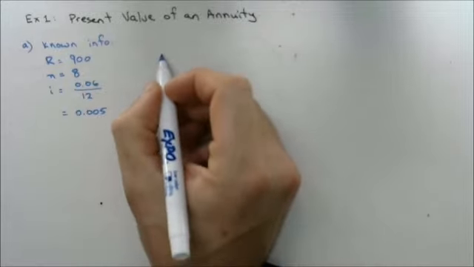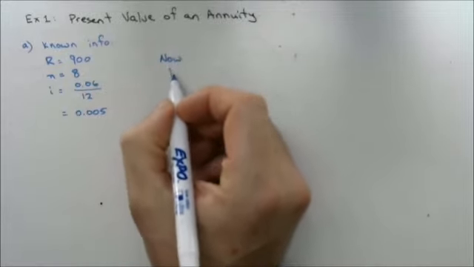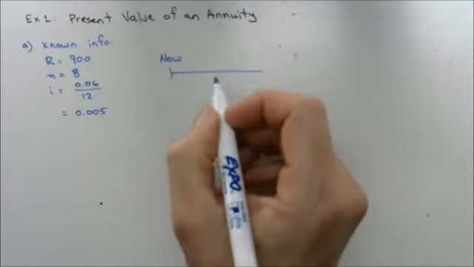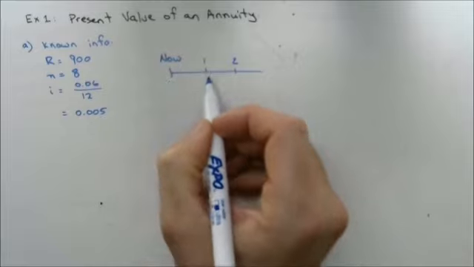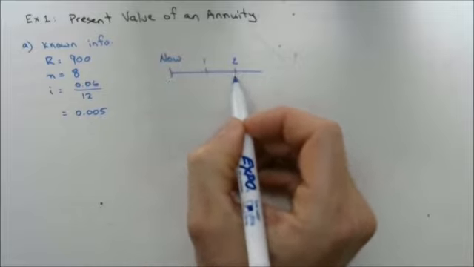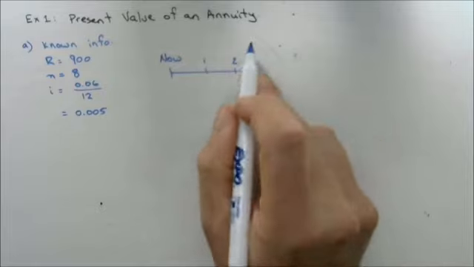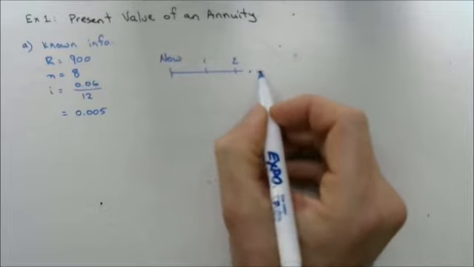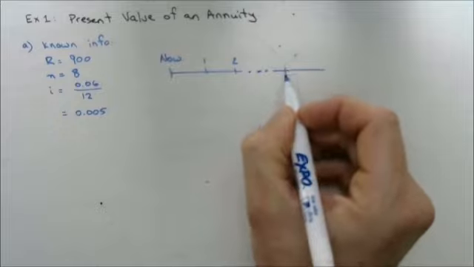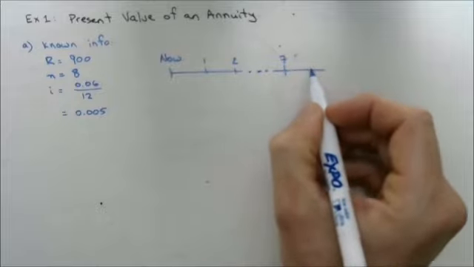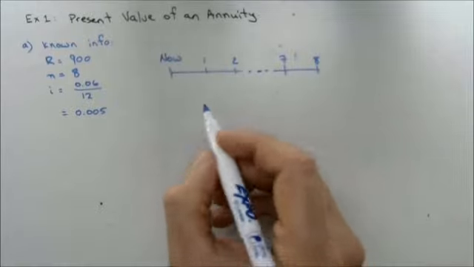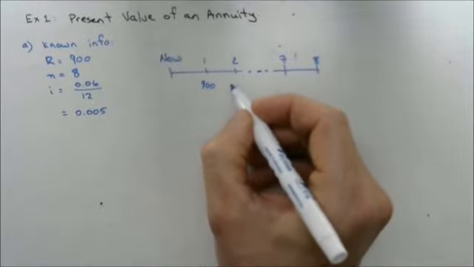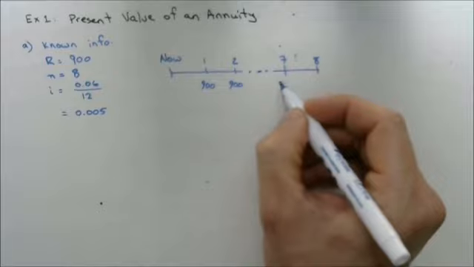Timeline. Compound period 1, compound period 2. These are the months that Josh is in school for, after the first month, after the second month. Skip a few. 7th month, 8th month, and he's done. He wants to withdraw $900 per month.